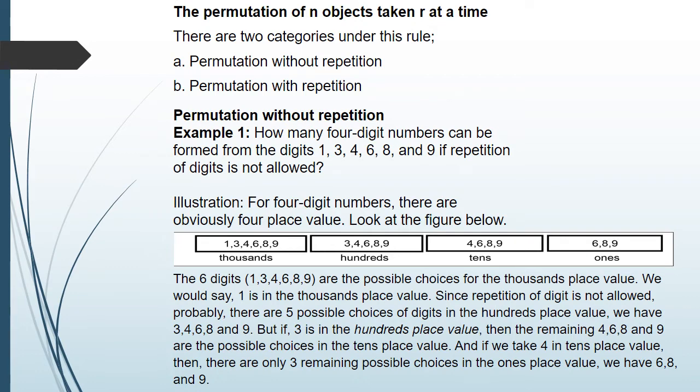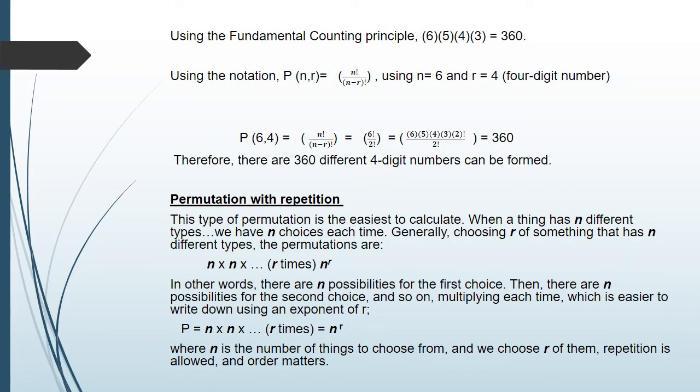But if 3 is in the hundreds place value, then the remaining 4, 6, 8, and 9 are the possible choices in the tens place value. And if we take 4 in the tens place value, then there are 3 remaining possible choices in the ones place value. We have 6, 8, and 9. Using the fundamental counting principle, 6 times 5 times 4 times 3 is equal to 360.